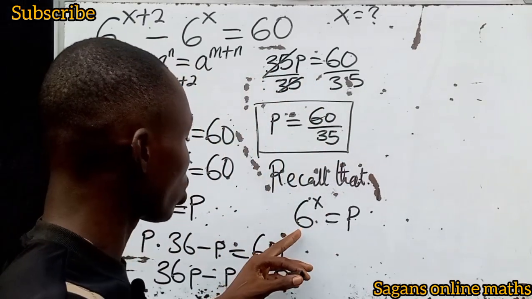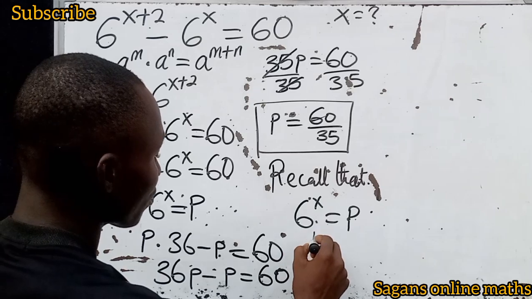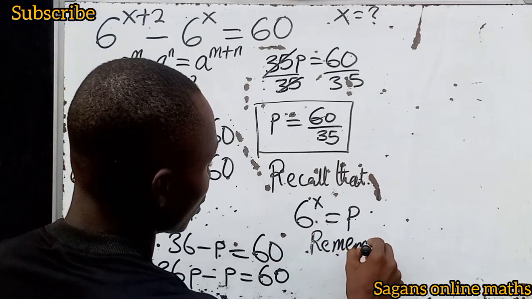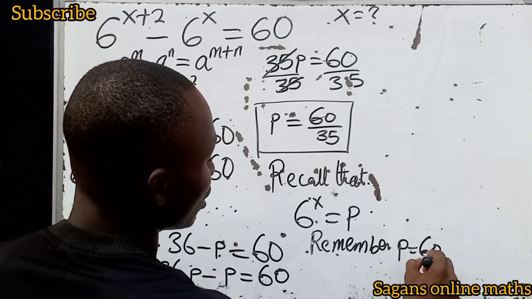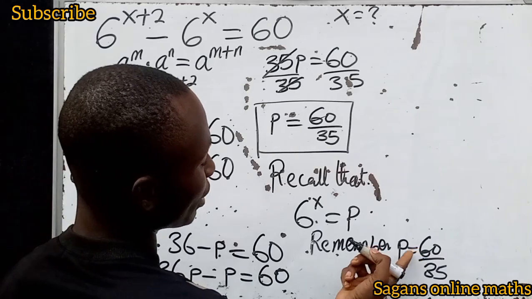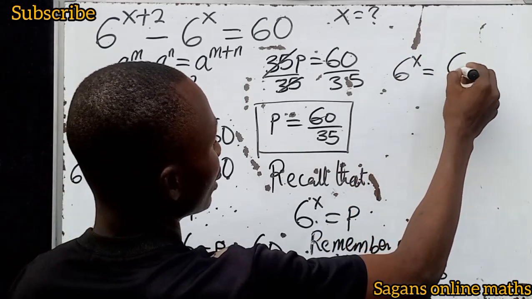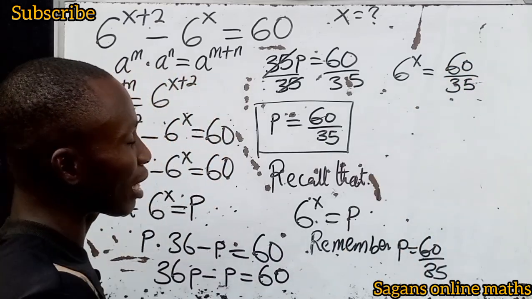Now recall that 6 to the power of x is equal to P. Now remember that we know that P is equal to 60 divided by 35, right? Now what we are going to do is to substitute this P in place of here. So that means 6 to the power of x will be equal to 60 divided by 35. Now what are we going to do here?